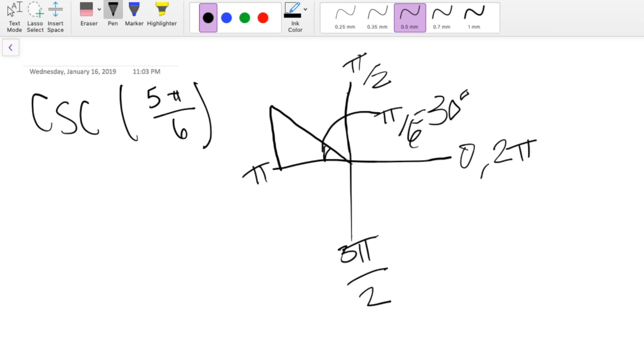If we remember the side lengths, opposite the 30 is 1/2. Opposite the 60 is √3 over 2. Since it's going to the left, it'd be negative, and the hypotenuse is 1. If we're just looking at this, the sine would be 1/2, since it's the y. But they're asking for the cosecant, which is 1 over sine, which would be 2.